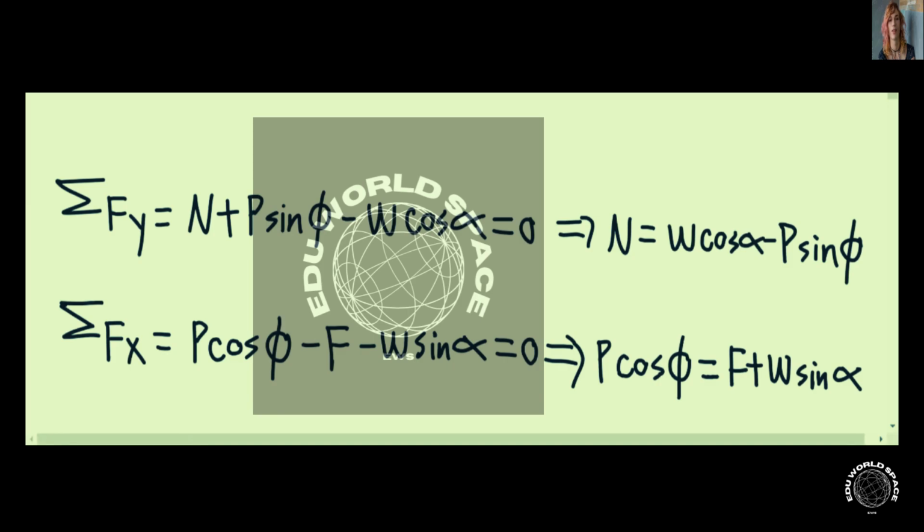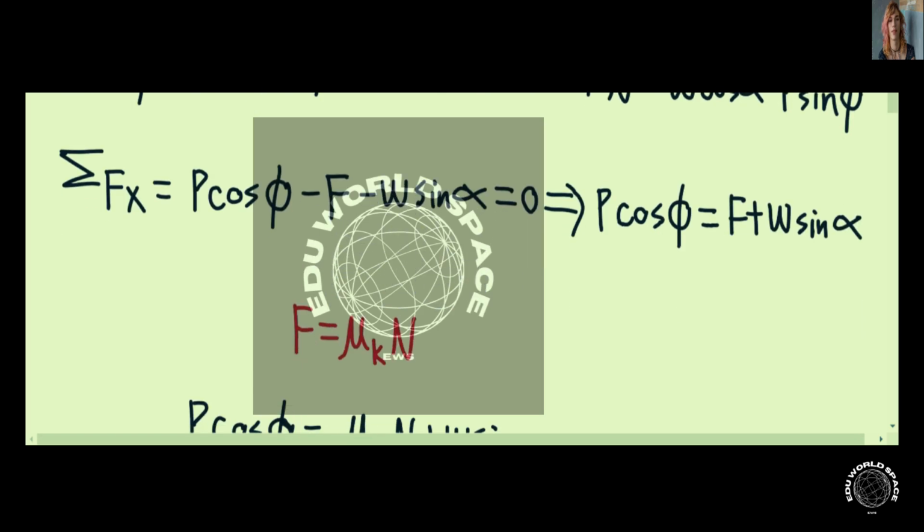For object A, we know F here is the static friction. I'm sorry, not static friction. In this case, it's the kinetic friction. And W here is the gravity of the objects. Now we also know that the friction can be equal to mu K times N. Mu K here is the coefficient of the kinetic friction.